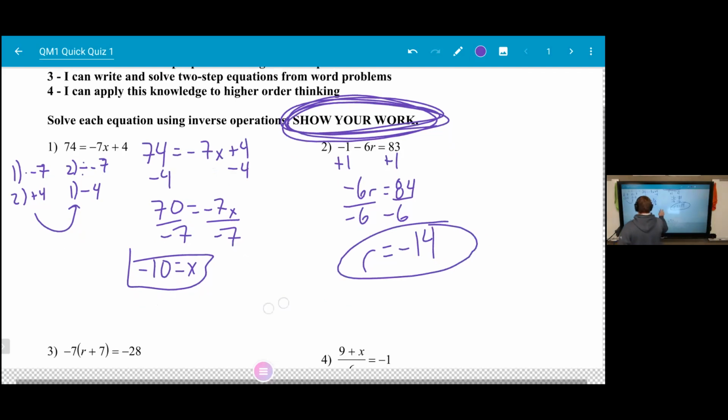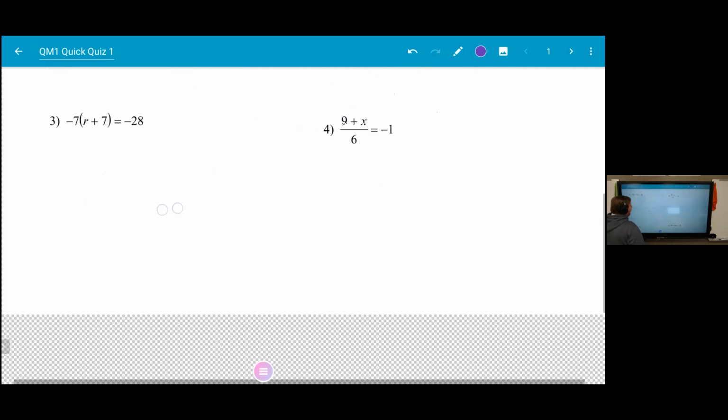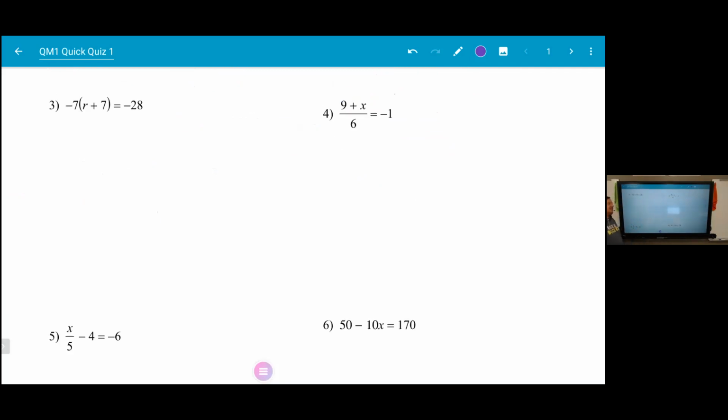Okay. Number 3. Love this style of a two-step. Yes, you're saying, Mr. Brayman, what if I distributed through first? You can totally do that. That's fine. Making it a two-step equation. But it's a two-step equation right now.